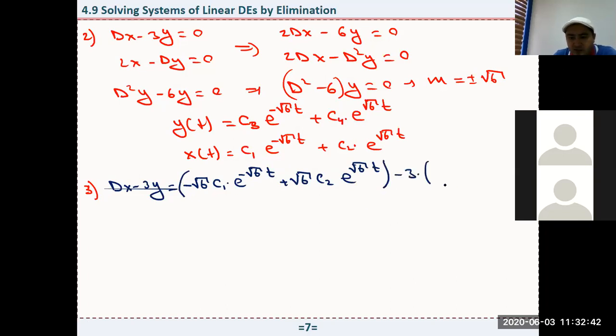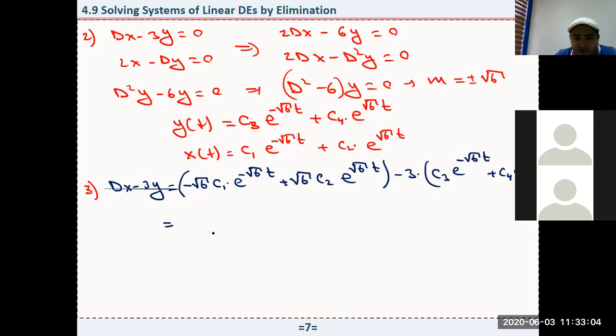Minus 3, what is y? Y equals c sub 3 e to the power minus square root of 6 t plus c sub 4 e to the power square root of 6 t. Now if I simplify this, on the right hand side we have 0, and I can write 0 here.